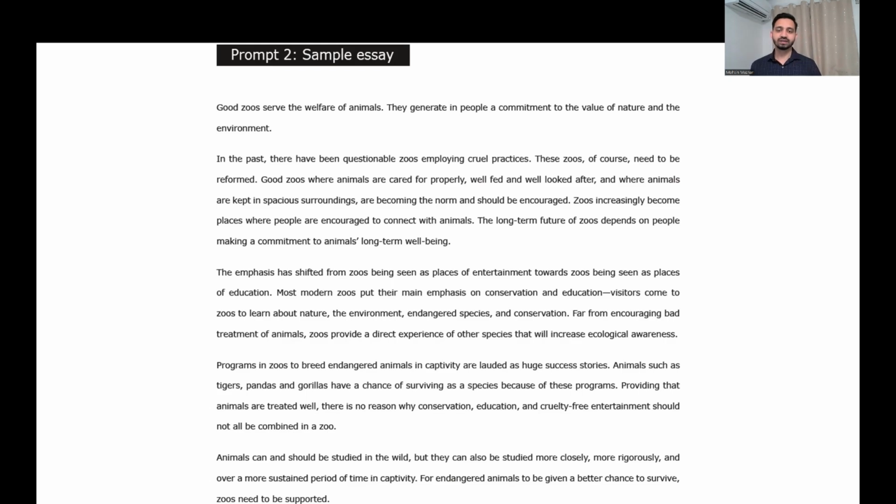For endangered animals to be given a better chance to survive, zoos need to be supported. Again, it sums up the opinion in the last one. It gives the opinion very clearly, and it says the reason why I believe the zoos should be supported is because animals will have a better chance of survival.